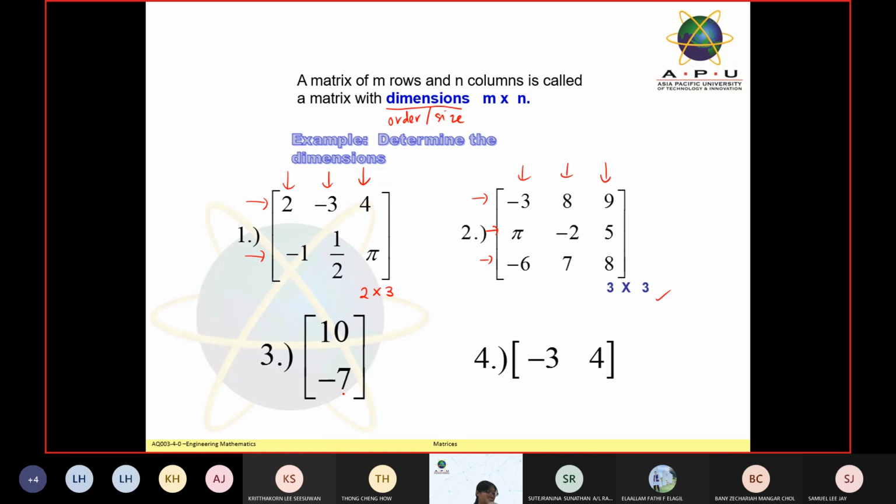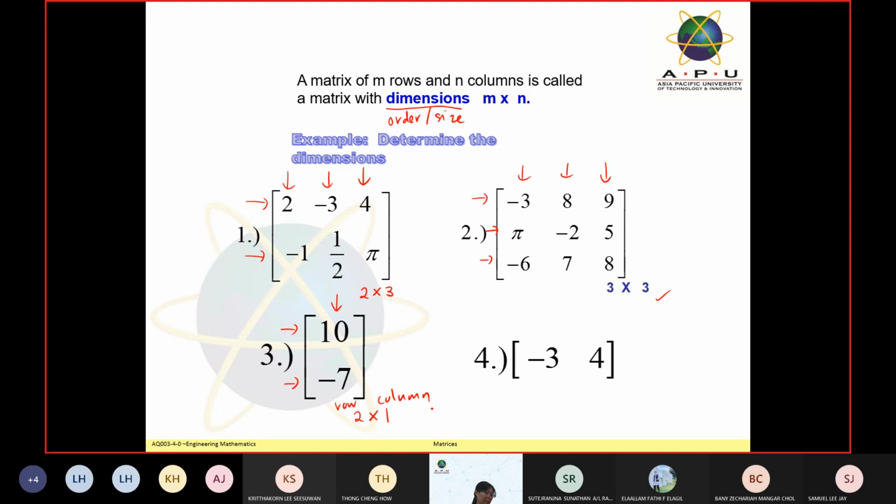Okay, rows first, then columns. Row comes first, then column. So rows is what? 2 rows. So 2 by 1 column. So it should be 2 by 1, not 1 by 2. Okay, take note. Rows come first, then column.